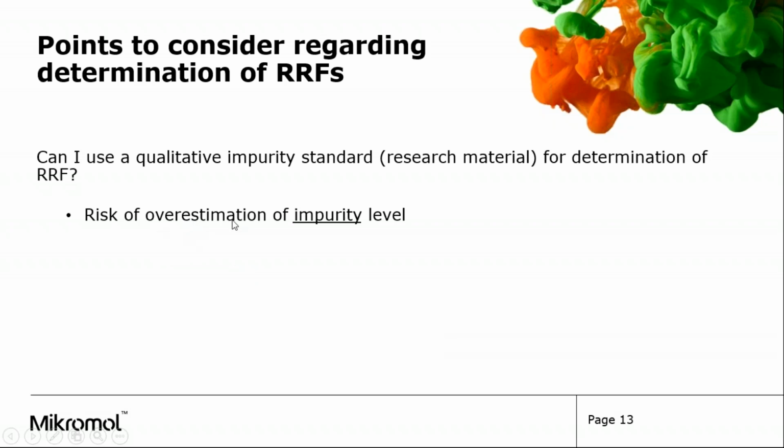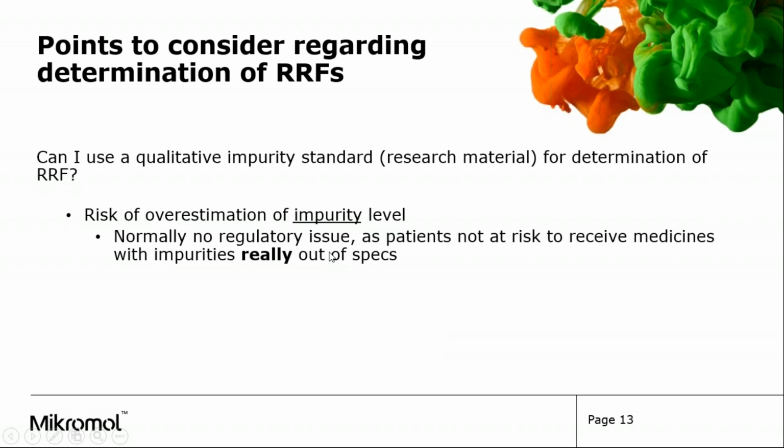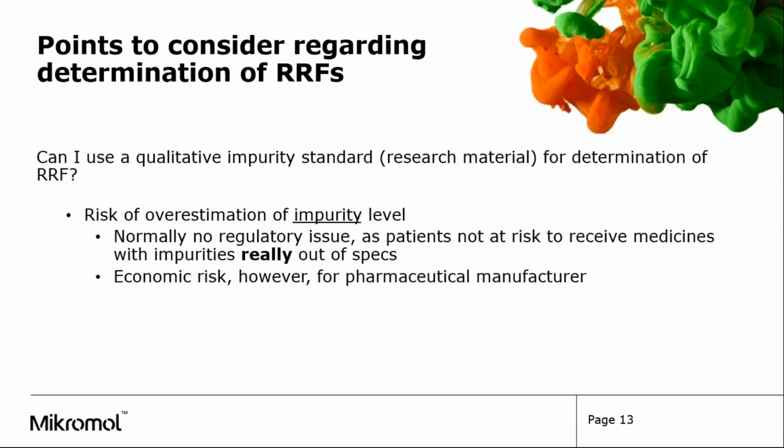So what about overestimating the impurity content or impurity level in the sample? What can be the consequences of that? Well, from a regulatory standpoint, as we said, the error would be on the safe side. You would fail something and not use a material, even if it was not really out of spec. You would err on the safe side and patients wouldn't be exposed to unsafe levels. However, that does definitely present an economic risk for pharmaceutical manufacturers.